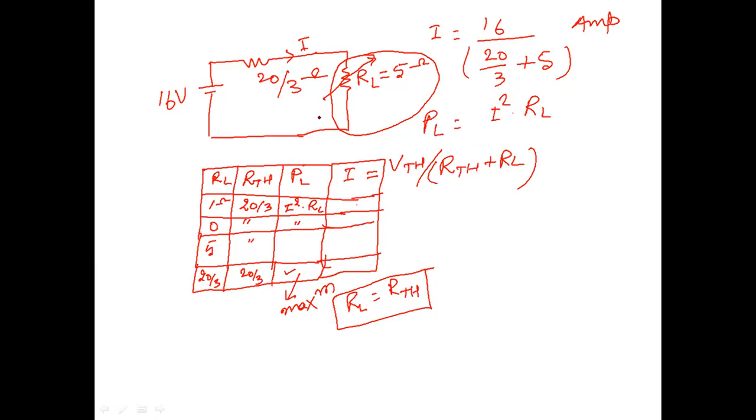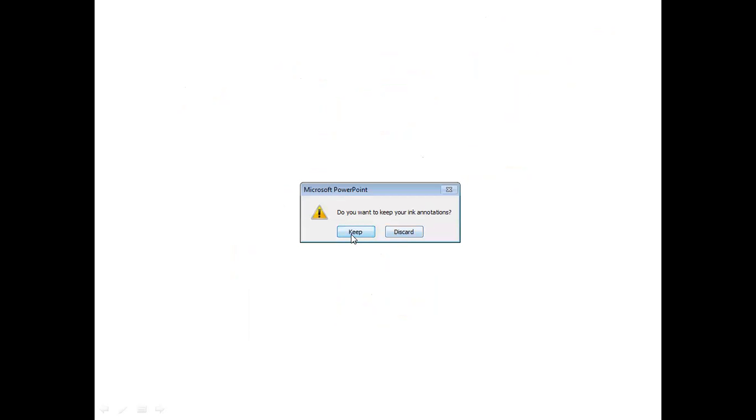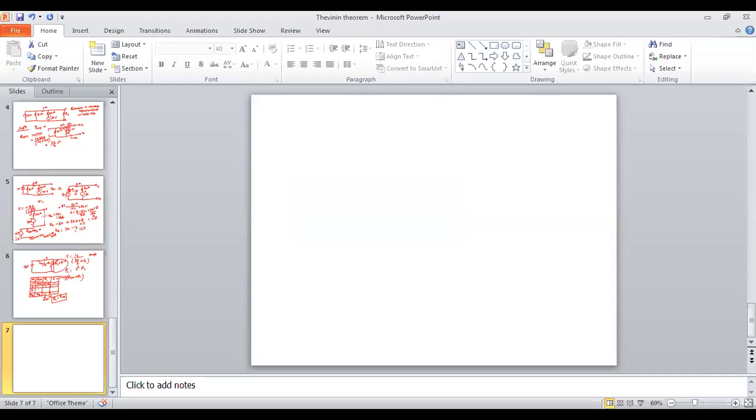Now we have solved the problem related to the Thevenin theorem. Now we will see for the same problem how we will find the Norton equivalent. For the Norton equivalent, we will find it by two methods.